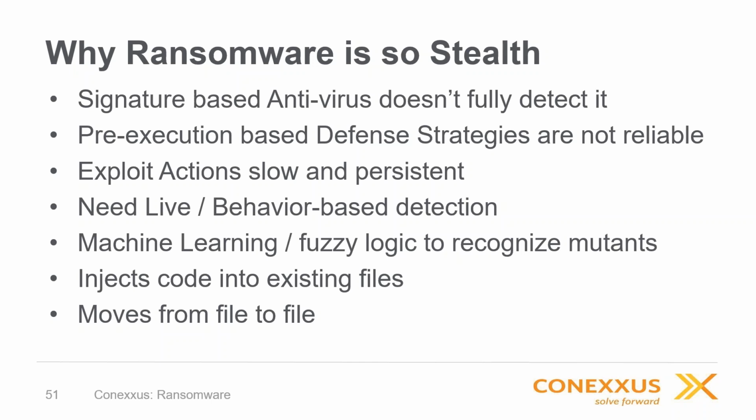Ransomware today is stealthy because it injects code into existing files that are assumed to be okay: Windows DLLs, other executables for known applications, and so forth. And then as it does that, it moves from file to file, removing that code from the previous file that it had infected. So to avoid detection, it moves around from file to file, covering its tracks.